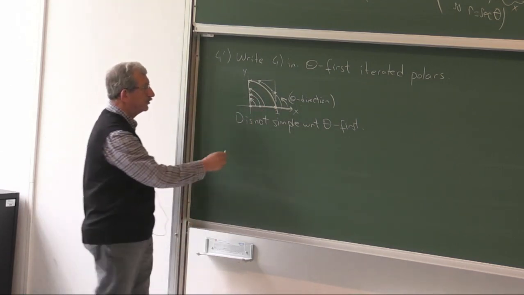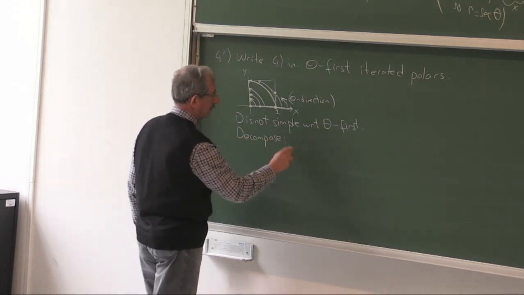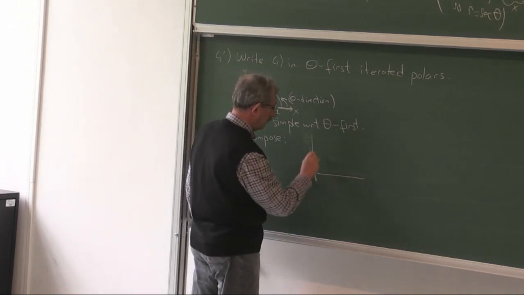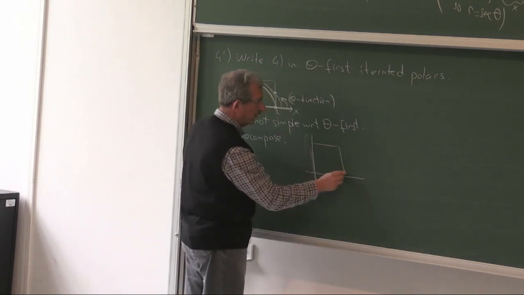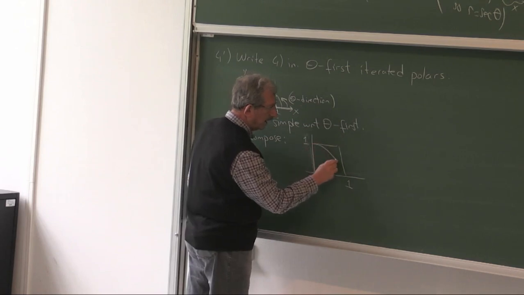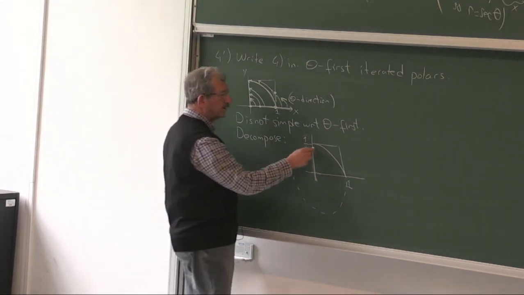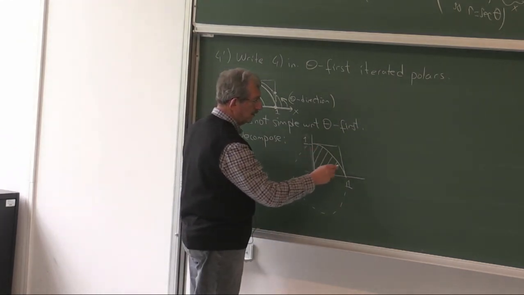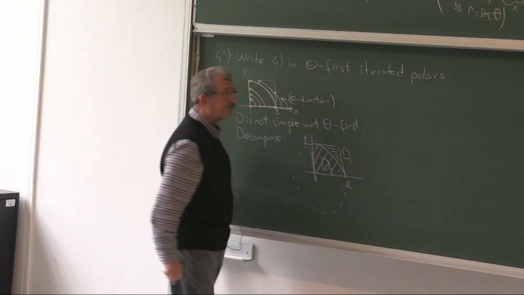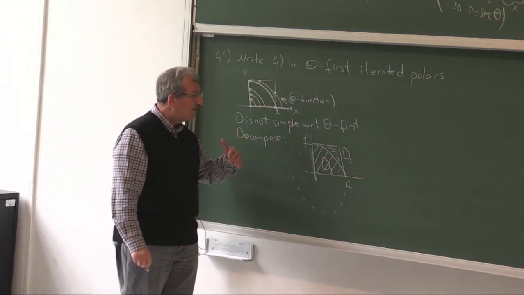In other words, let us decompose. Okay. Let us decompose the unit circle at this circle, and call this D1 and call this D2. Now, D1 is simple with respect to theta first.